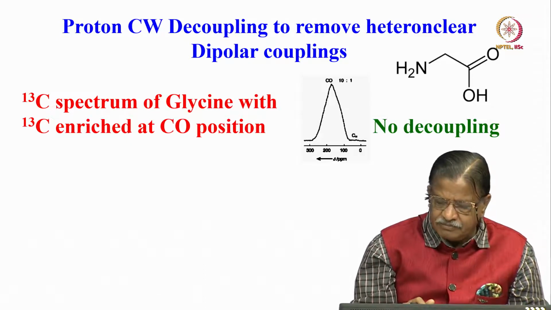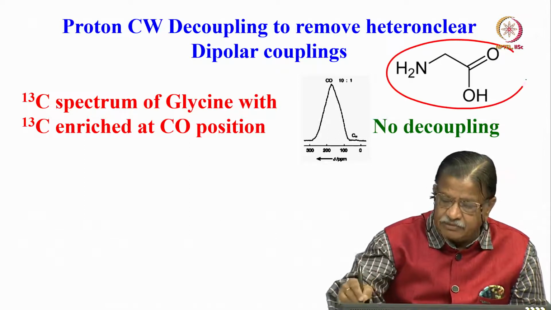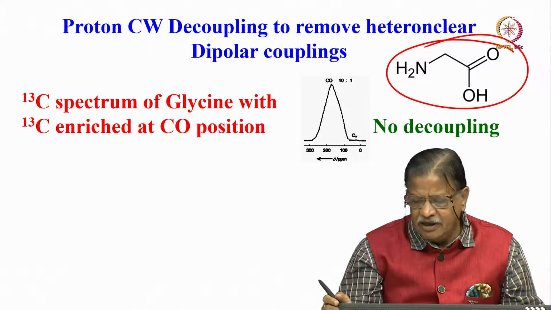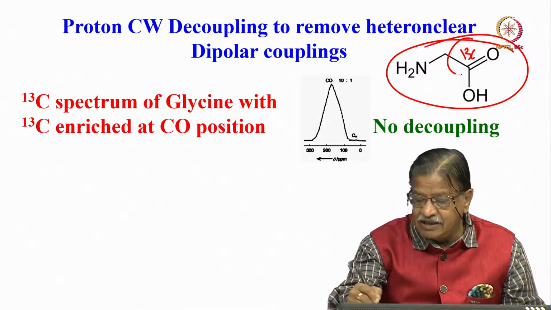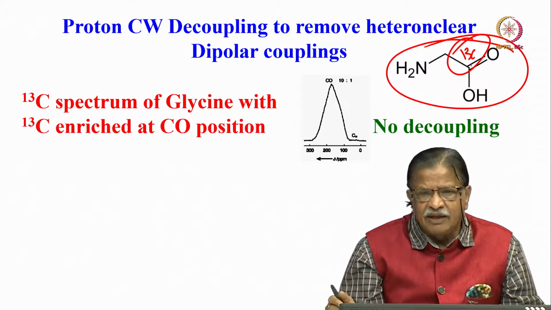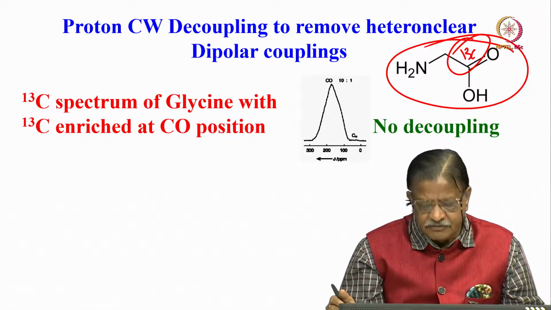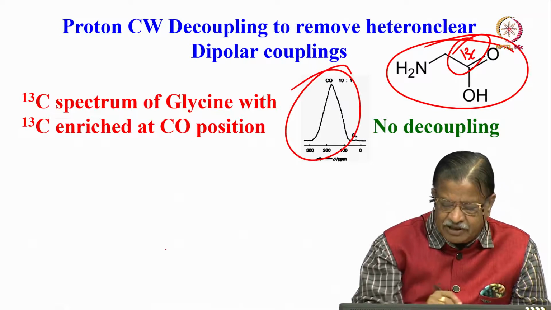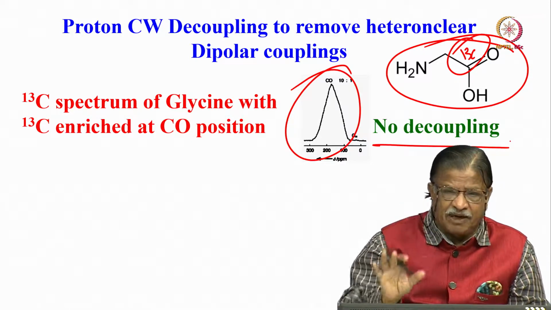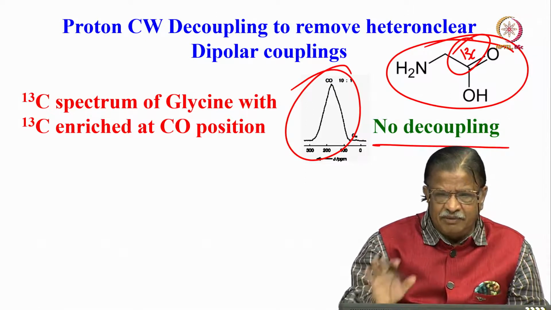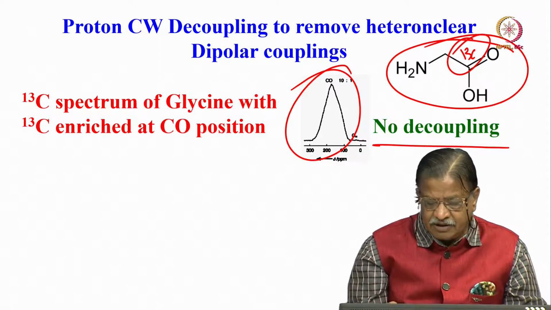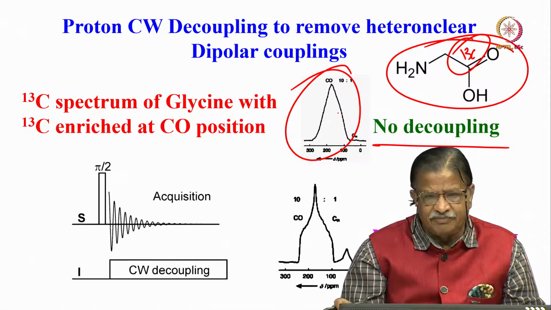Take for example a glycine molecule. This is the 13C spectrum of glycine where 13C is enriched in the CO state. In the CO position, this carbon is 13C labeled. If you look at the spectrum of CO with no decoupling, we simply record the spectrum of a static sample and look at the carbon 13. The signal to noise ratio is like this, very broad.